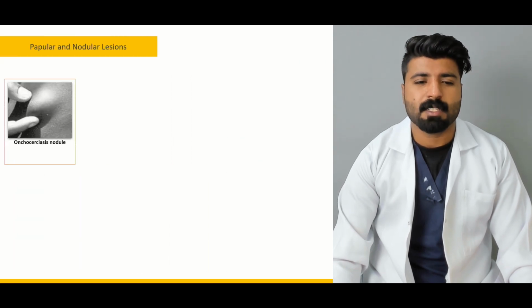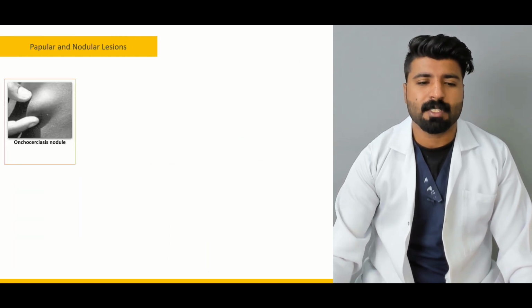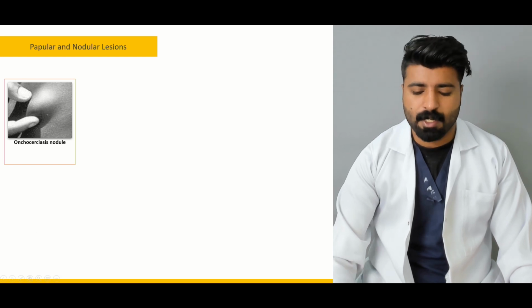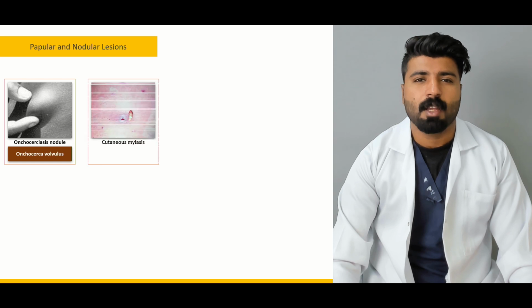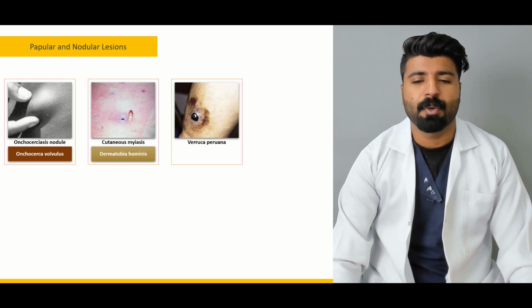Next on, we have these papular and nodular lesions. You can see this onchocerciasis nodule. It is caused by Onchocerca volvulus. Next on, we have cutaneous myiasis, which is caused by Dermatobia hominis. Next on, it's verruga peruana, which is caused by Bartonella bacilliformis.